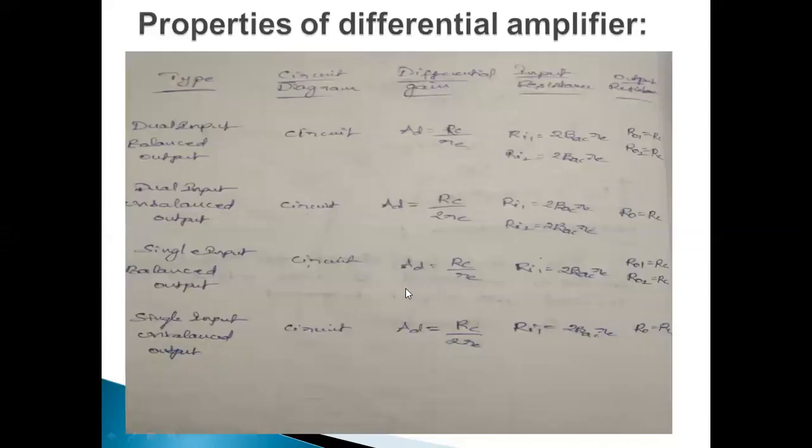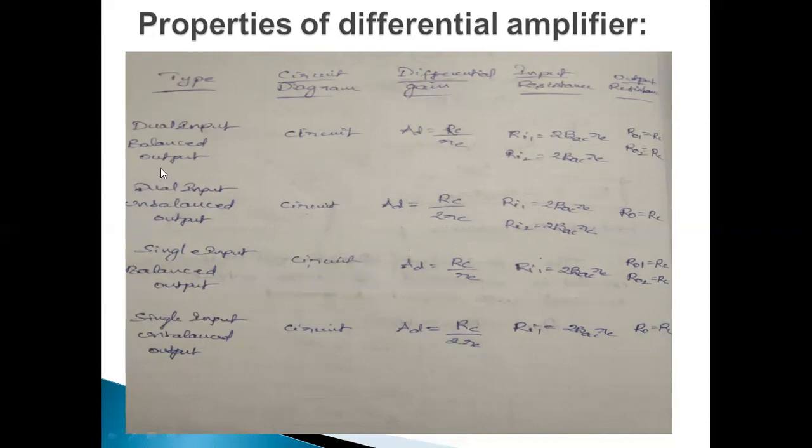And the last one is properties of differential amplifier, or classification of differential amplifier. So we have already discussed the configurations of differential amplifier. Mainly we have four types of configurations. First one is dual input balanced output. Second one is dual input unbalanced output. Third one is single input balanced output. Fourth one is single input unbalanced output.